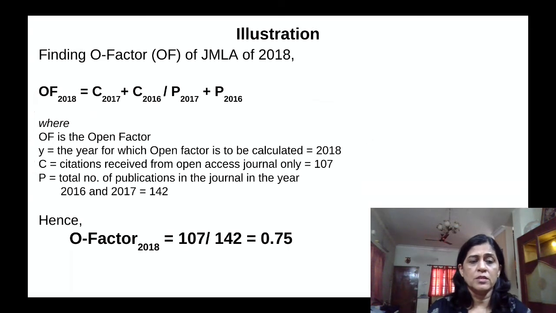OF 2018 is (C 2017 plus C 2016) by (P 2017 plus P 2016), where again OF is the open factor, Y is the year for which the open factor is calculated, that is 2018. Citation C is the citation received from open access journals only, which is 107, and P equal to total number of publications in the journal in the year 2016-2017, which is 142. So the OF works out to be 0.75.